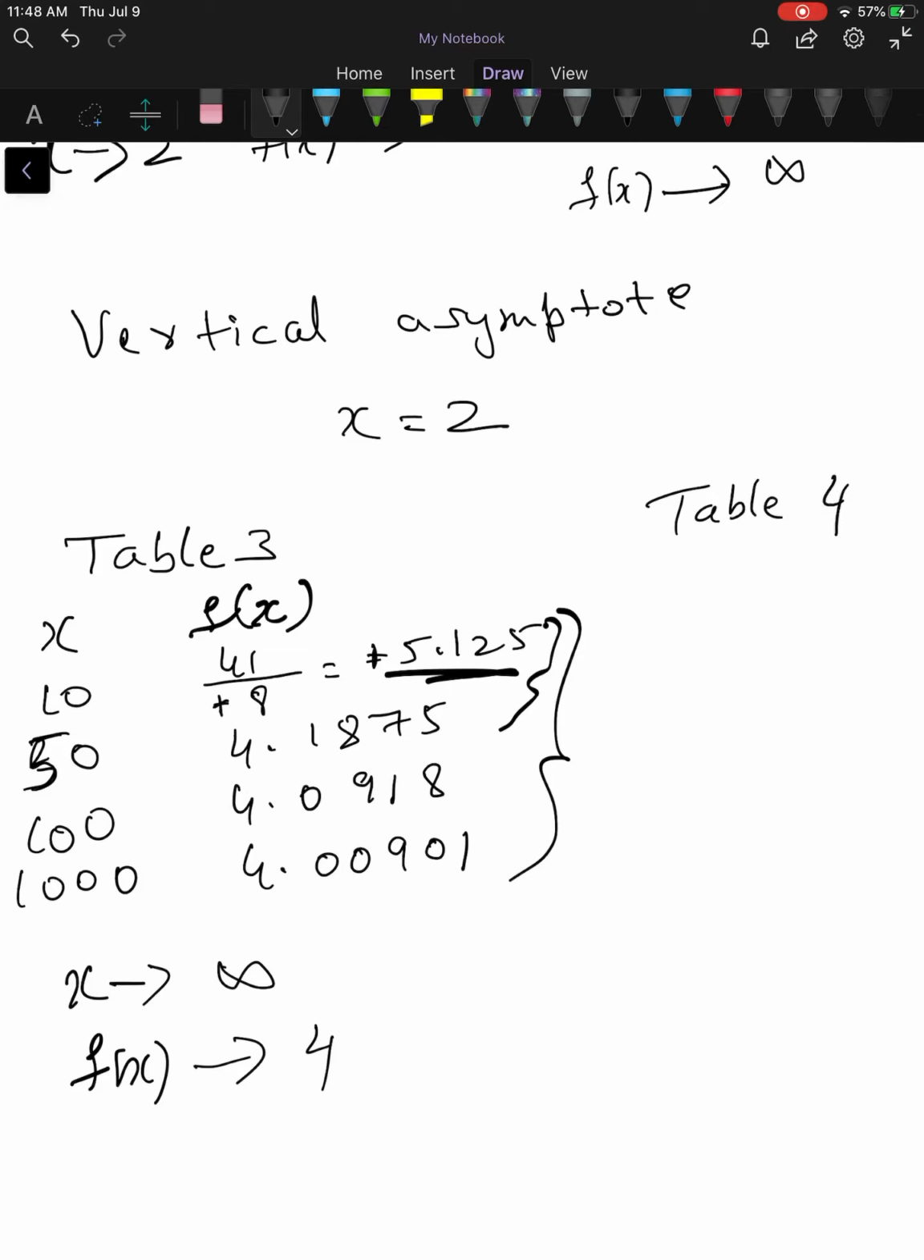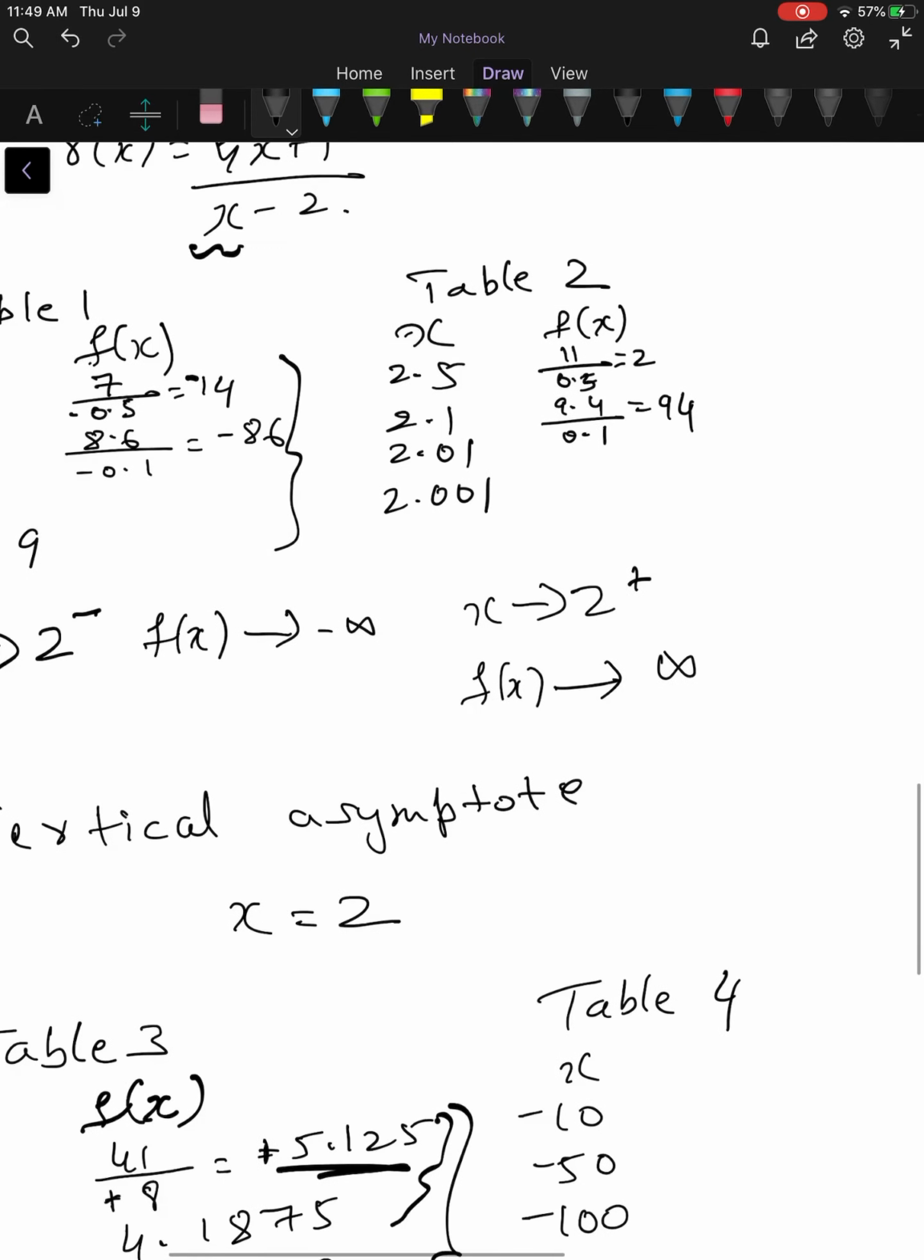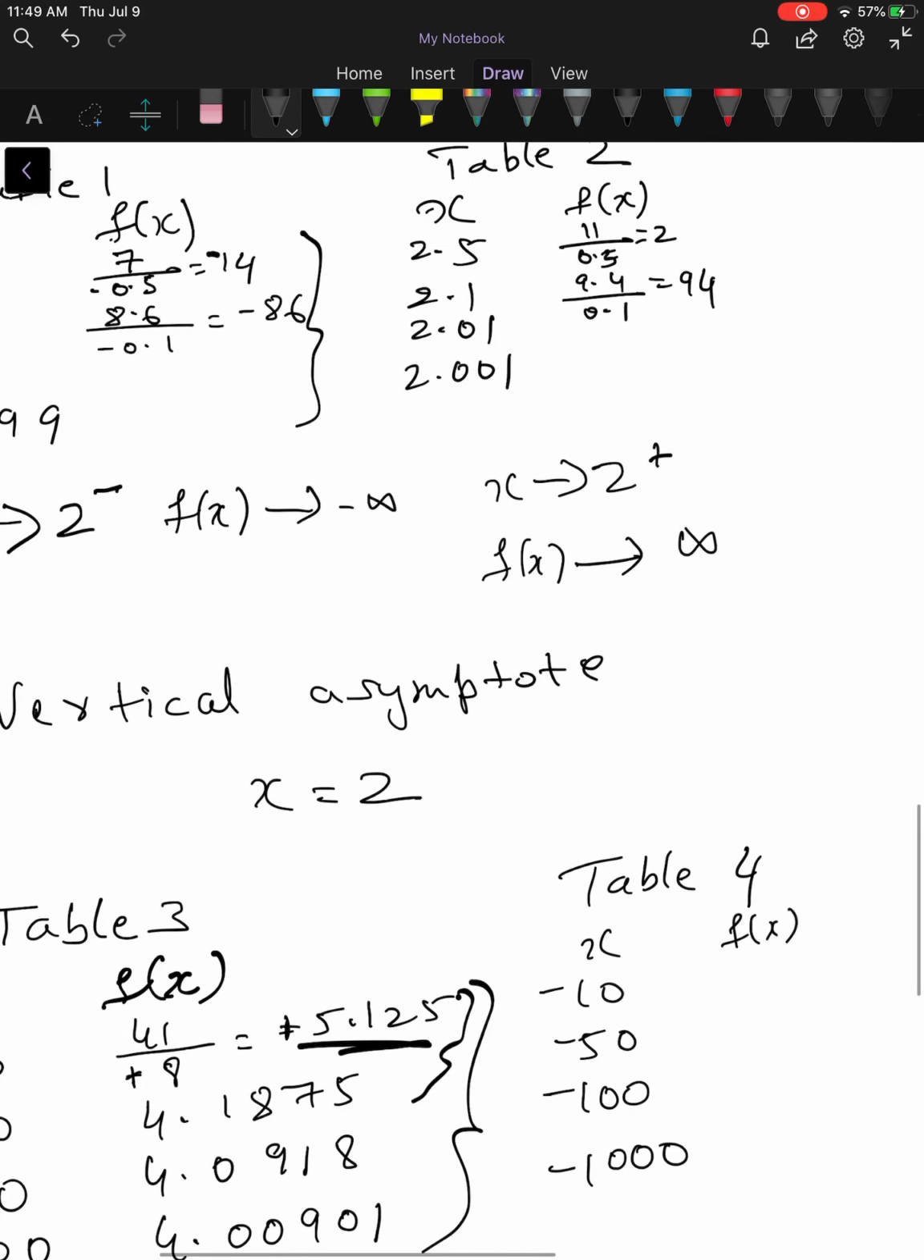You can check with your table 4 for negative values, negative 10, negative 50, negative 100 and negative 1000. So let us do that. That would give us, if it is negative 10, negative 40 plus 1 would give us negative 39. Negative 39 divided by negative 12. So 3.25. f of x is 3.25.